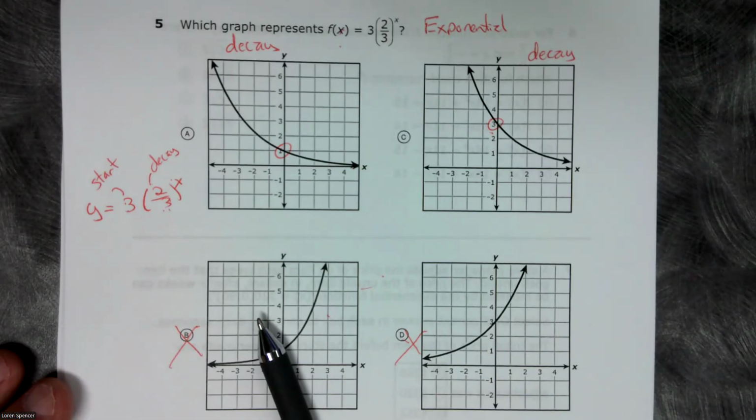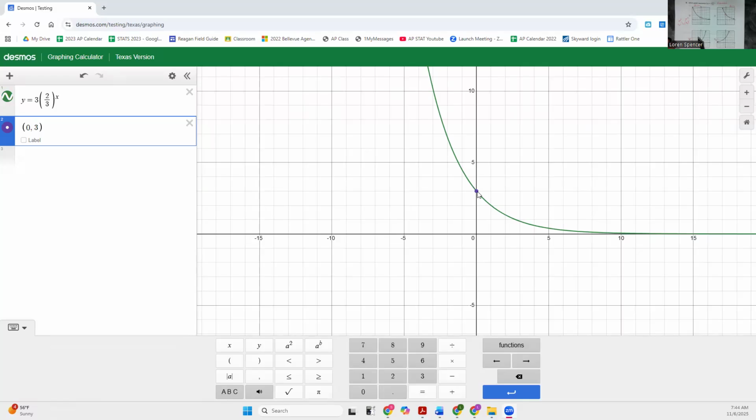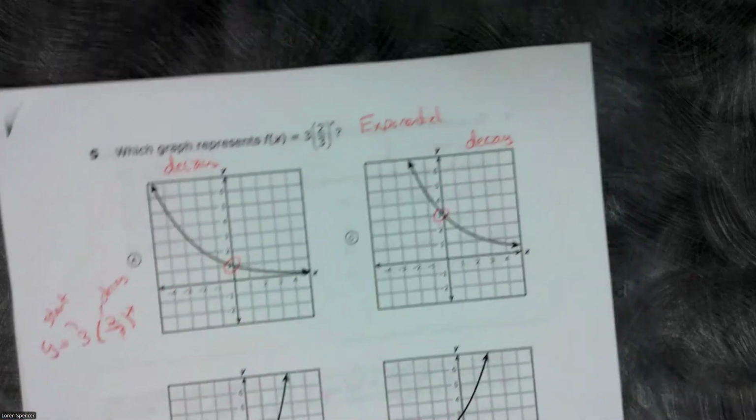There we go. And when I hold over, yep, I cross at 3. That's my best answer. Okay. So there it is, crossing at 3. All right. Moving on to question number 6.